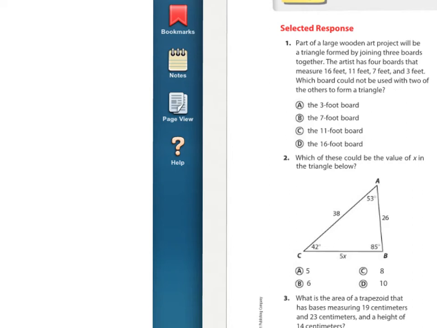Part of a large wooden art project will be a triangle formed by joining 3 boards together. The artist has 4 boards that measure 16, 11, 7, and 3 feet. Which board cannot be used with 2 of the others to form a triangle?